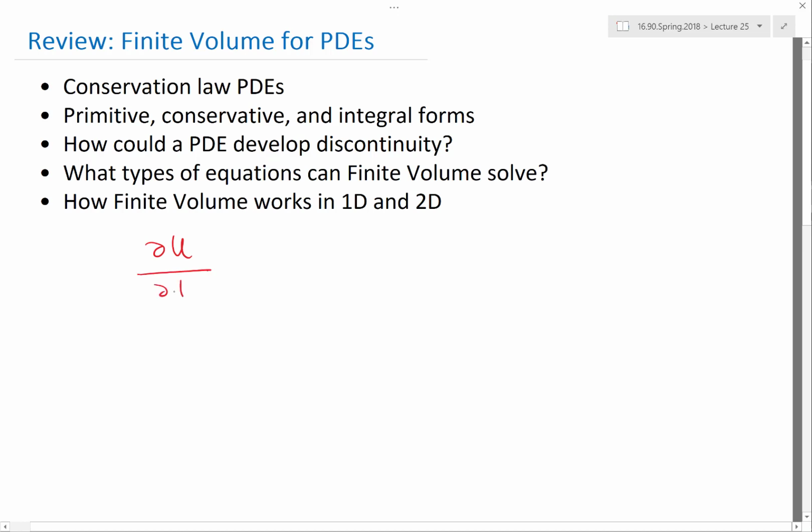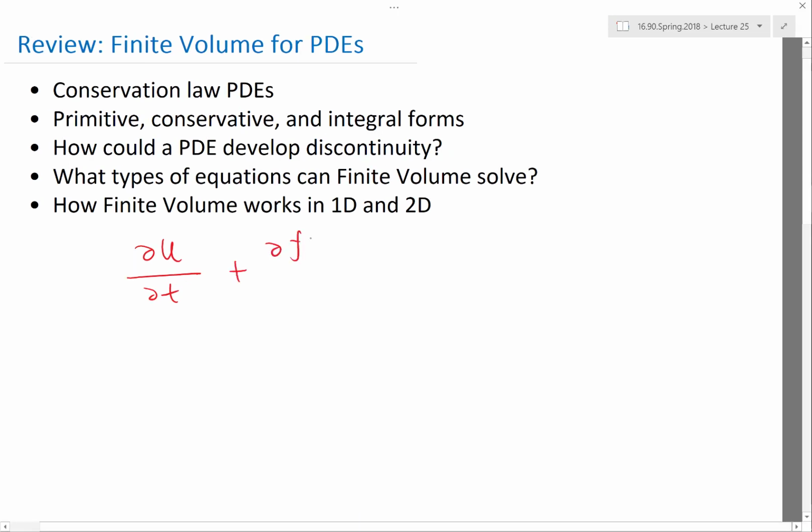So it is du dt, and u represents the density of a certain conserved quantity, plus df of u dx equal to a source term, or equal to 0 if there is no source term. That's in 1D, and in 2D and 3D, instead of just the spatial derivative, you have the divergence of a flux vector equal to s. So these are the conservation law PDEs.